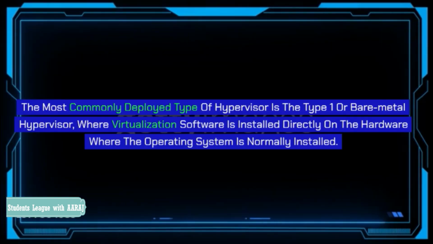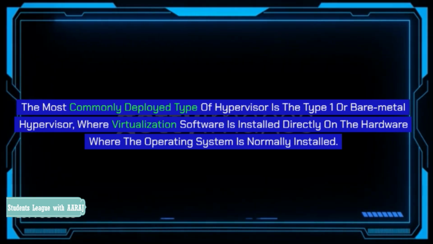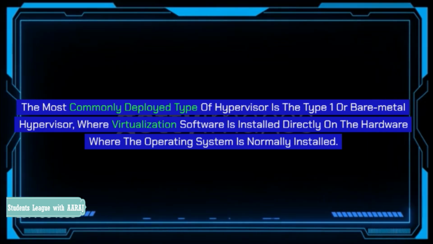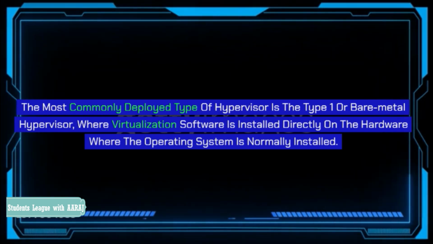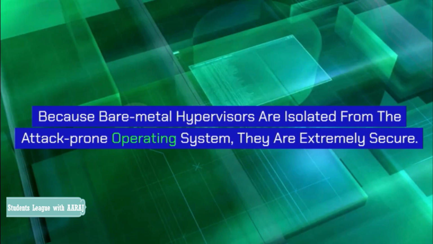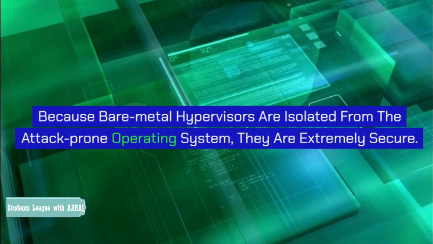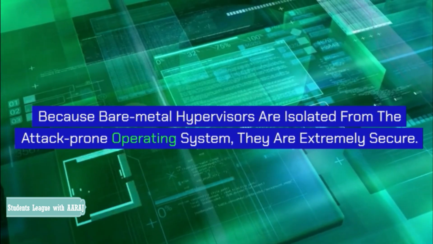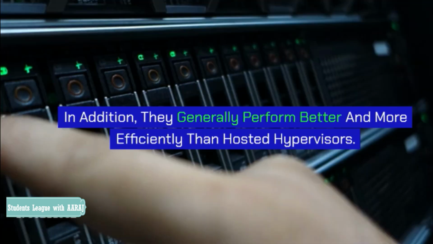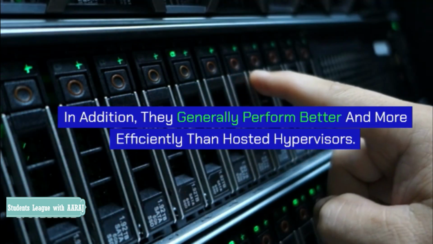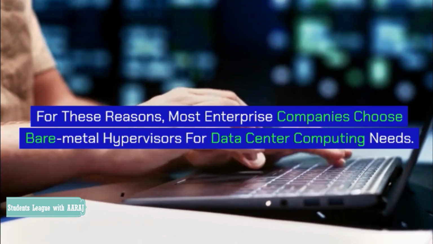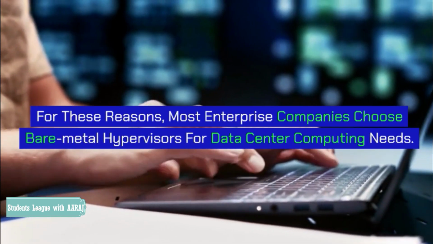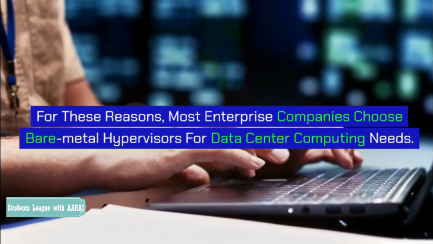The most commonly deployed type of hypervisor is the Type 1 or bare metal hypervisor, where virtualization software is installed directly on the hardware where the operating system is normally installed. Because bare metal hypervisors are isolated from the attack-prone operating system, they are extremely secure. In addition, they generally perform better and more efficiently than hosted hypervisors. For these reasons, most enterprise companies choose bare metal hypervisors for data center computing needs.